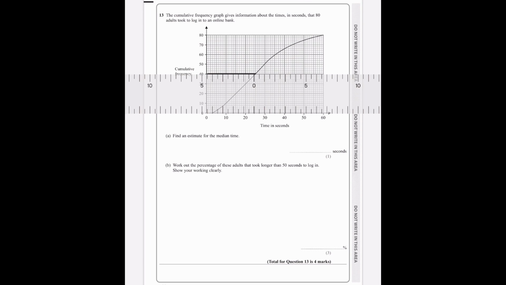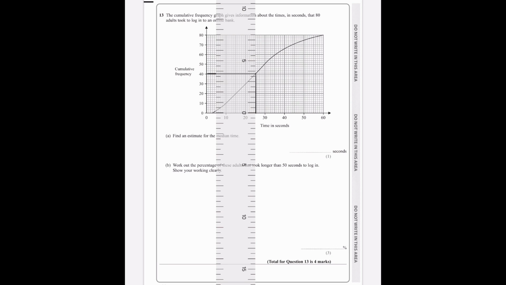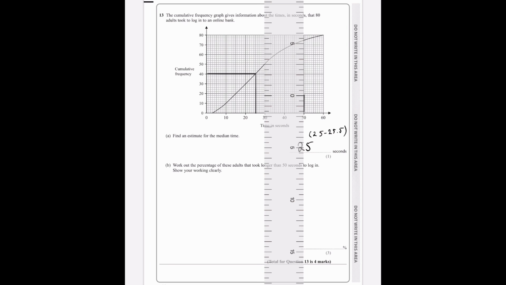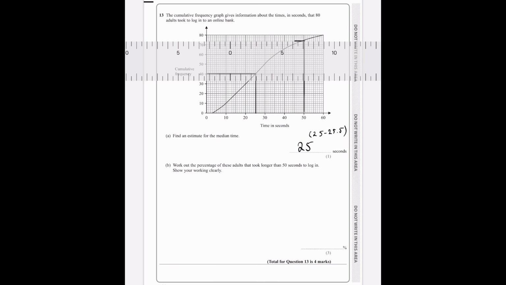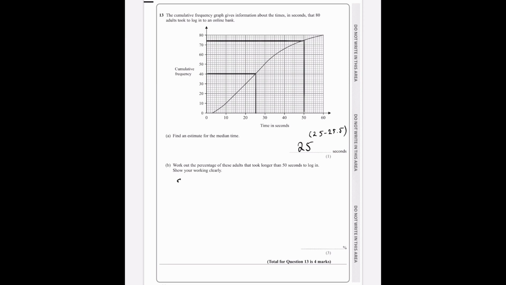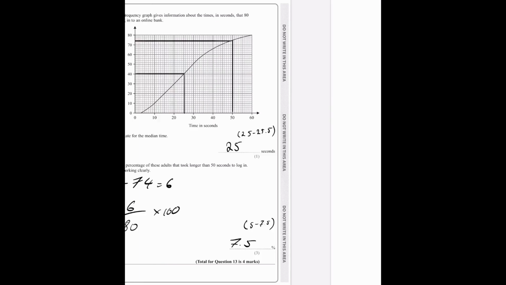Question 13, we've got 80 bits of data, so the median's at the 40th. Read it off, it comes out as 25. Anything between 25 and 25.5 will be accepted. For the 50 seconds, we can run that up and run that across. It's about 74. So that leaves us with 6 that are more than that, and 6 out of 80 as a percentage is 7.5%. Anything between 5 and 7.5 is deemed acceptable.